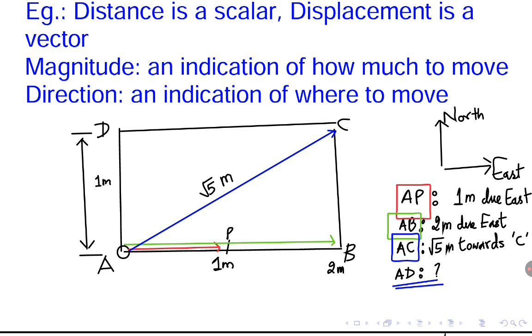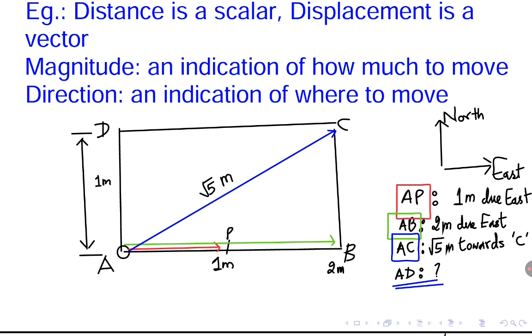So we reach P, and then if I say walk 2 meters from A, of course along the east direction, you just need to specify the magnitude. Direction is implicitly understood that it is along the east direction. So you will reach AB. So this is a one-dimensional vector.